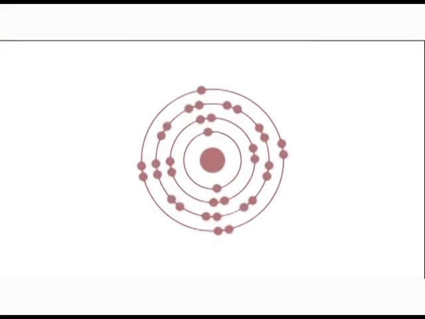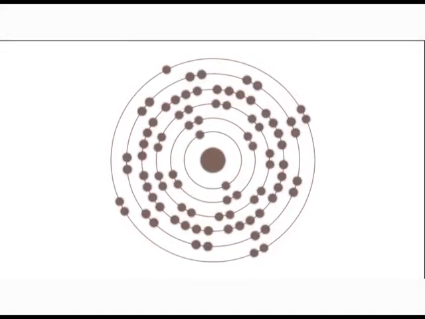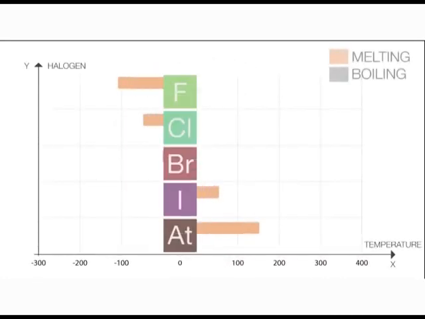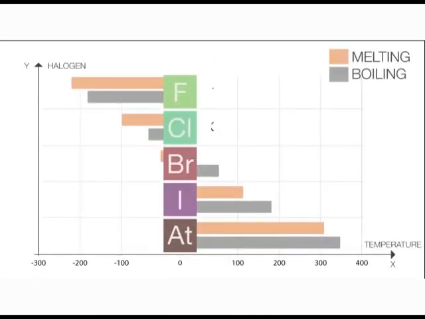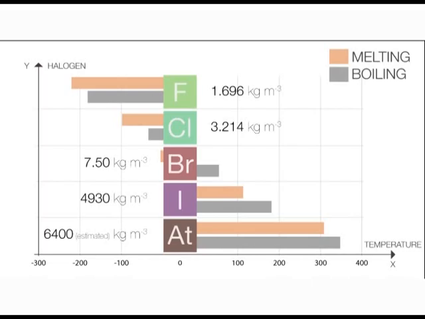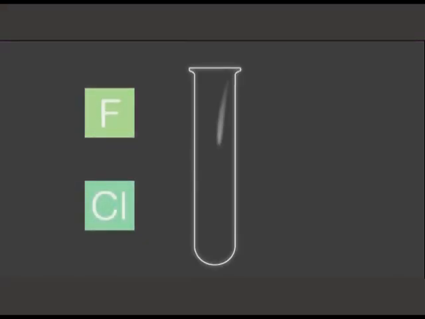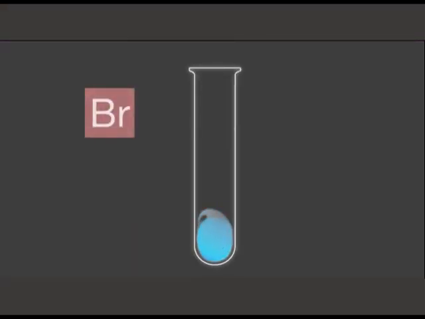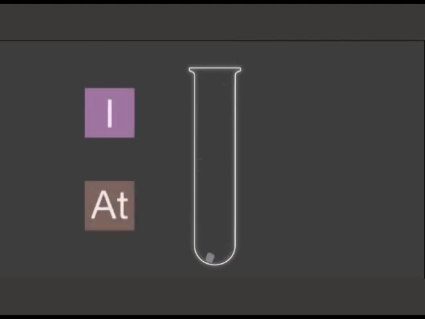Moving down the group, atomic radii increase by 1 electron shell. As a consequence, melting points, boiling points as well as their densities increase. Chlorine and fluorine are gases. Bromine is a liquid and iodine and astatine are solids.